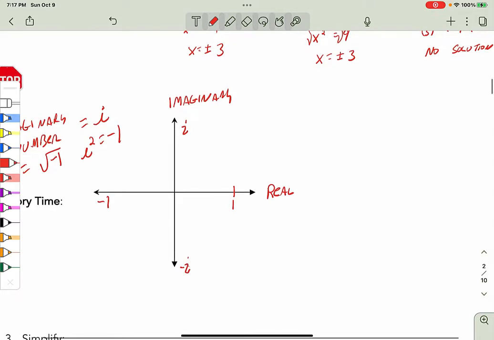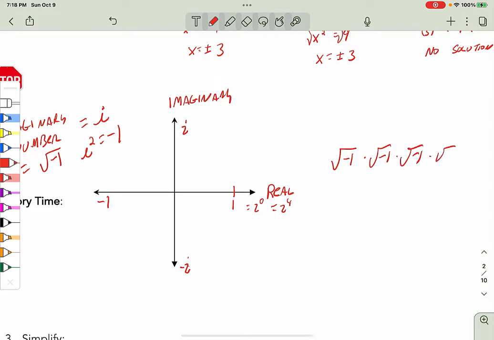Now notice, if I raise 1 actually equals I to the 0, because don't forget anything raised to the 0 power is 1. Also, I to the 4th, because if I do the square root of negative 1 times the square root of negative 1 times the square root of negative 1 times the square root of negative 1, which is going to be I times I times I times I, that equals, these two equal negative 1 times negative 1, which equals 1. So I to the 4th equals 1.